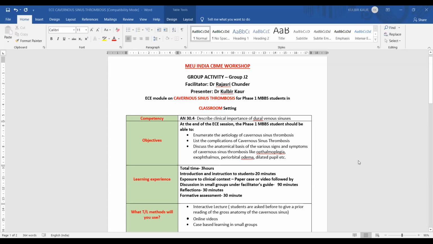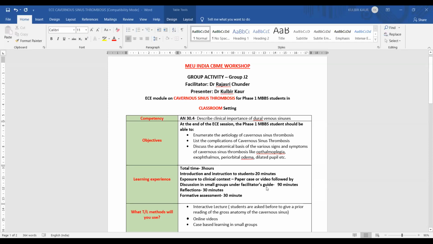In this learning experience, the whole of this will be covered in about 3 hours. The introduction and instruction to the students will be given in 20 minutes. Exposure to the clinical context, that will be a paper-based case or video, followed by a discussion in small groups under the facilitator's guide, will be covered in 90 minutes. Then reflections in 30 minutes. Then formative assessment in another 30 minutes.